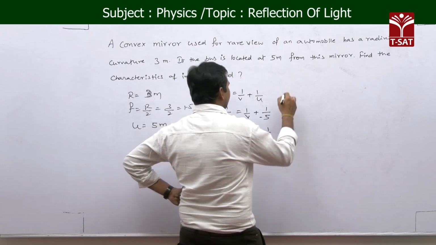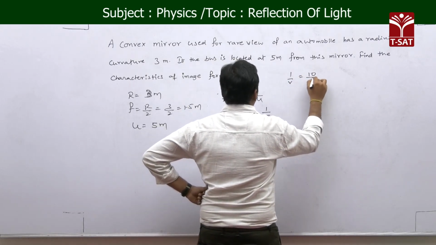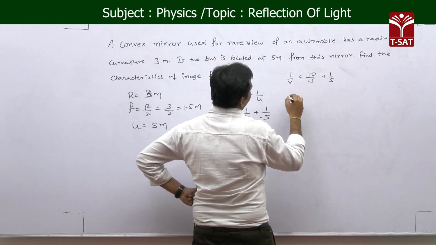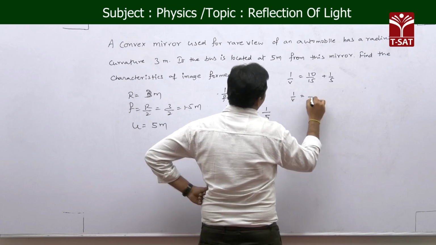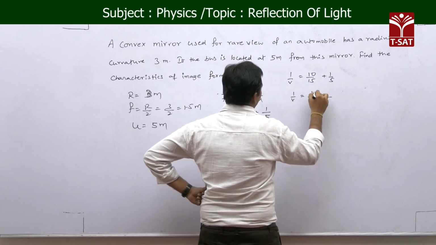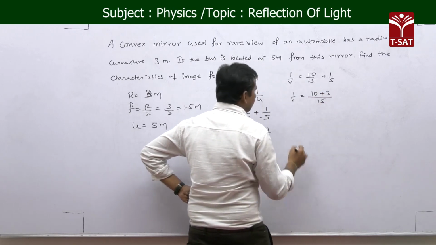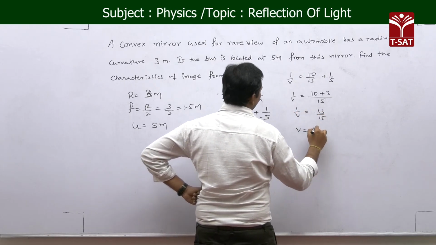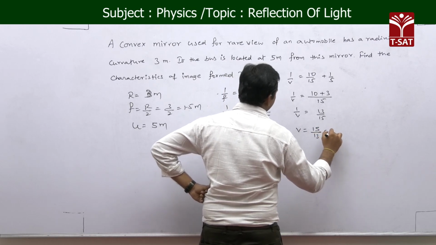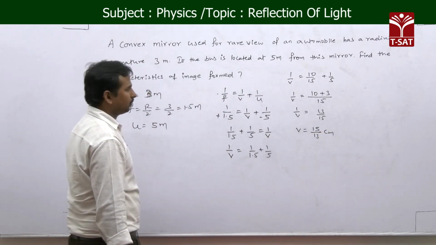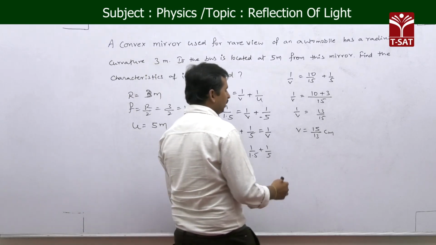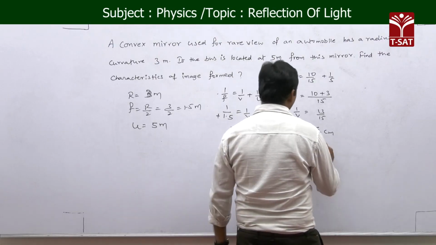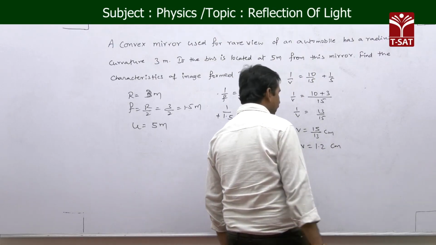1 by 1.5 we can write as 10 by 15 plus 1 by 5. Then if you take the LCM, 1 by v is equal to 10 plus 3 by 15. Then 1 by v we got is 13 by 15, or v is equal to 15 by 13 meters. Approximately v is equal to 1.2 meters.